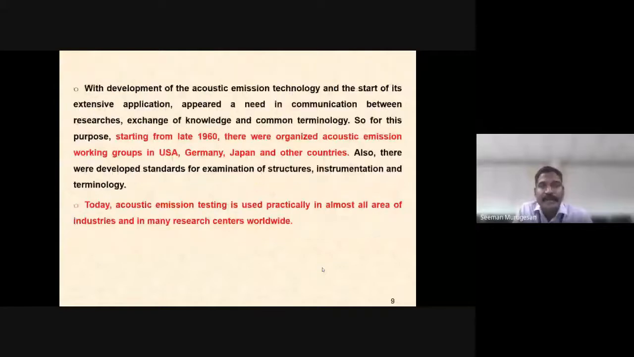Starting from the late 1960s, acoustic emission working groups were organized in the USA, Germany, Japan, and other countries. Today, acoustic emission testing is used practically in almost all areas of industry and in many research centers worldwide.